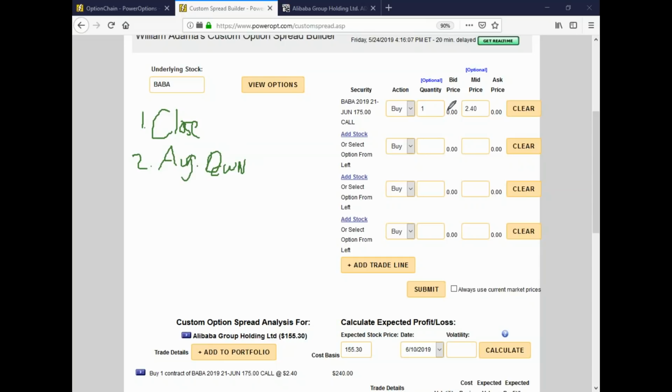But since we have a call, we can't really average down. But what we might be able to do is, as I mentioned, sell this call. Okay, clear that out. And you know you've lost $2. But in averaging down, what we do is essentially roll the call down, which you might do with a covered call or what you might do with a credit spread, for example.